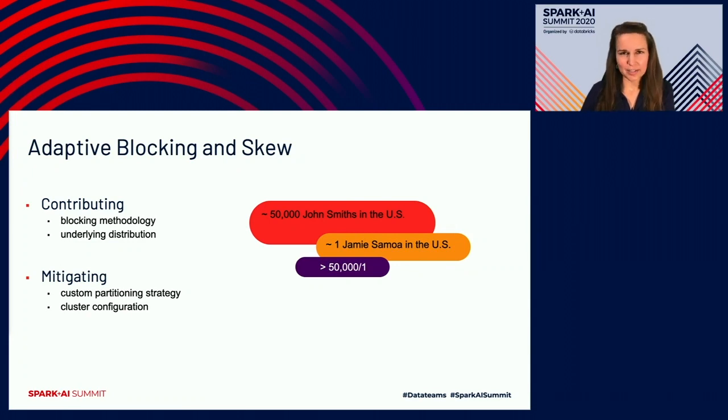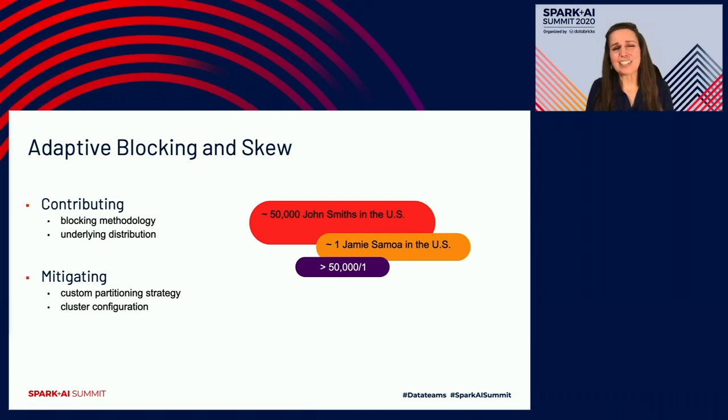One thing that is a byproduct of the more minimalistic constructive way of building a knowledge graph is that you will be generating a lot of skew if you are doing adaptive blocking well, right? So if your blocking methodology is working really well, then you will be creating skew that mimics the underlying distribution of data. To illustrate that a little bit, consider the prevalence of John Smiths in the United States, right? There are about 50,000 John Smiths in the United States. There's one Jamie Samoa. And naively, you could say, okay, I'm going to have blocks that are 50,000 times larger than other blocks. The reality is a little bit worse.